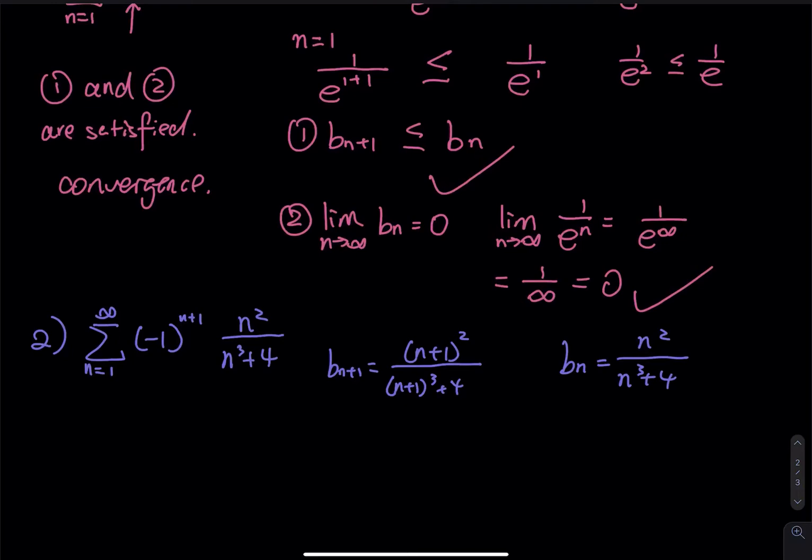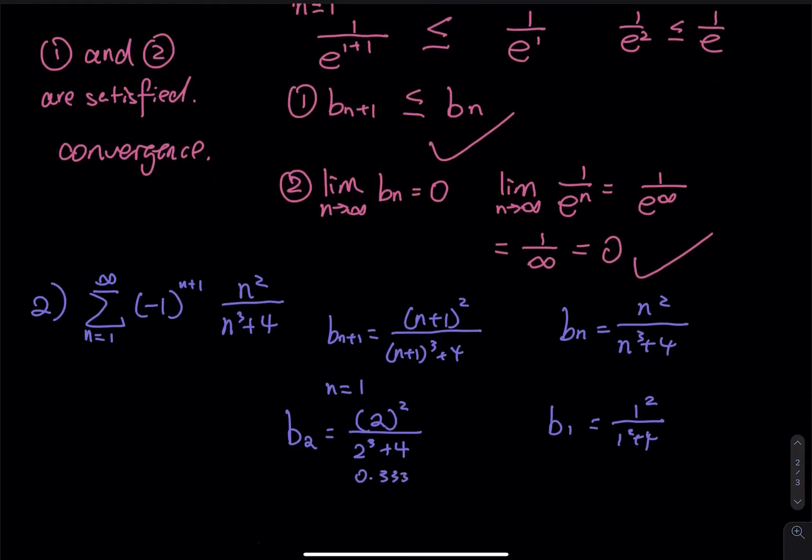So first of all, let's test the inequality. When n is equal to 1, I can tell you right now the inequality is not satisfied. So when n is equal to 1, bn plus 1 has n plus 1 equal to 2. So that will be 1 plus 1, 2 squared, over 1 plus 1, that is 2 to the third, plus 4. And then the other side, b1, is 1 squared over 1 cubed plus 4. If you take a quick approximation, this is around 0.3333 and this is 0.20. So we cannot say this inequality is true yet. You cannot say 0.2 is greater than 0.3. So this is not true yet.